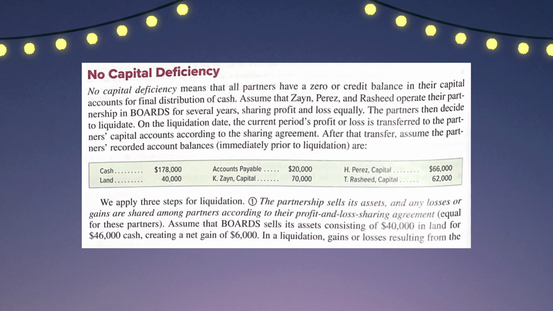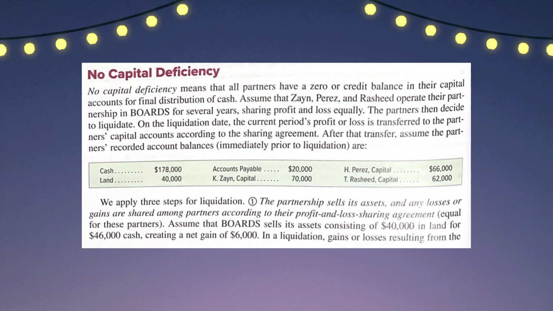No capital deficiency. No capital deficiency means that all partners have a zero or credit balance in their capital accounts for final distribution of cash. Assume that Zane, Perez, and Rashid operate their partnership, Boards, for several years, sharing profit and loss equally. The partners then decide to liquidate. On the liquidation date, the current period's profit or loss is transferred to the partners' capital accounts according to the sharing agreement. After that transfer, assume the partners' recorded account balances, immediately prior to liquidation, are in the slide.